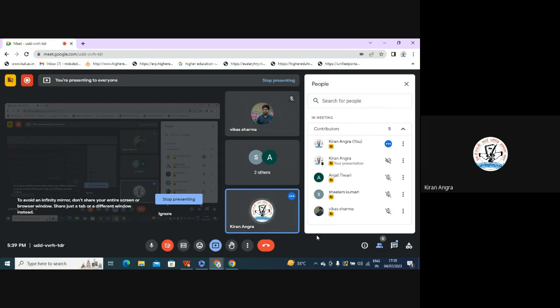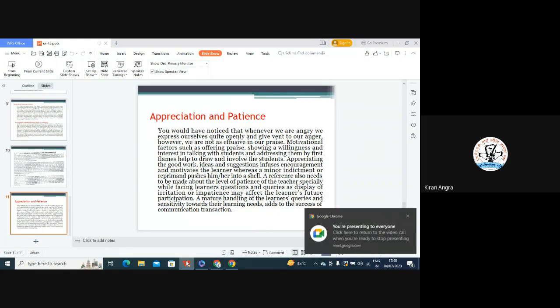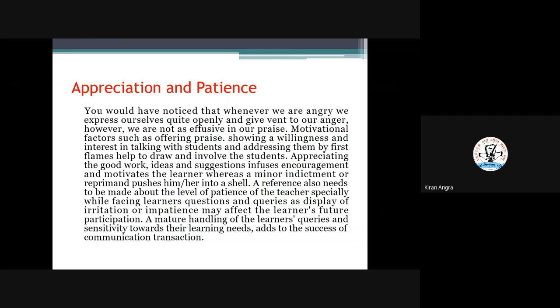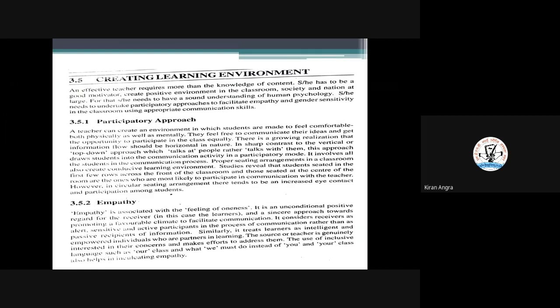Participatory approach. The teacher is not a dictator. Teacher is a facilitator, which Vikas has used a right word. And here the students are made to feel comfortable. Not physically comfortable. Infrastructure can make you comfortable. No, you have to make a student mentally comfortable so that they are free to communicate their ideas and get an opportunity to participate in the class equally.